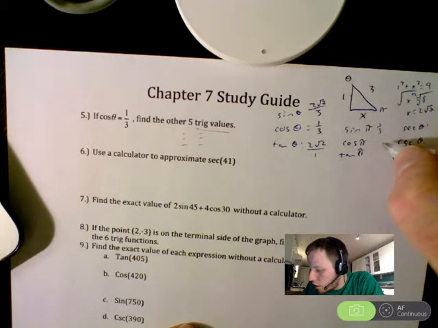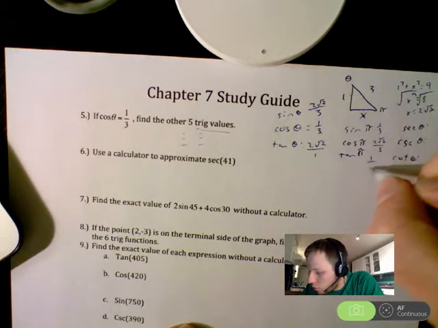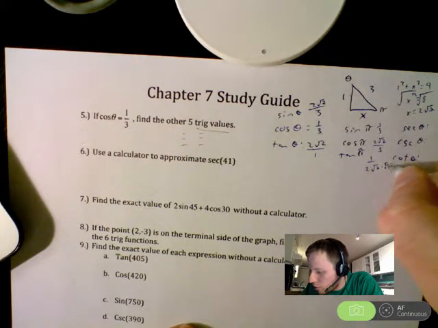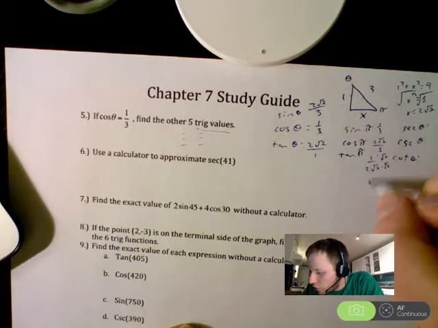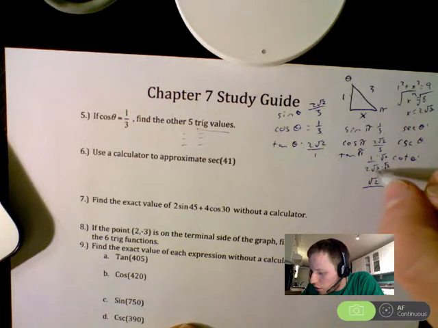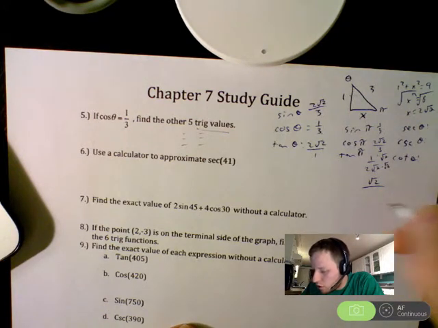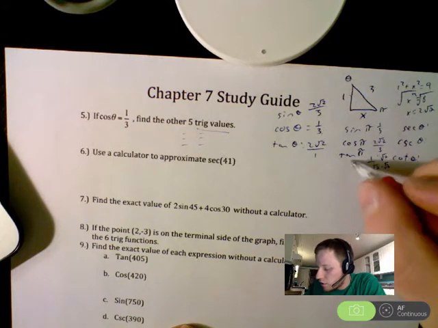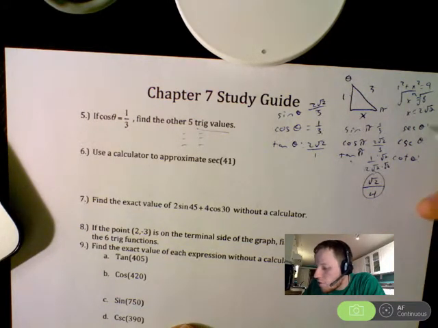1 over 3, 2 square root of 2 over 3. And then this is going to be 1 over 2 square root of 2. Now you can't have the square root of 2 on the bottom, so I'm going to multiply by square root of 2 on the top and the bottom. Leaves us with square root of 2 over, well, square root of 2 times square root of 2 is just 2, and 2 times 2 is 4. So that would be the answer for tangent pi.